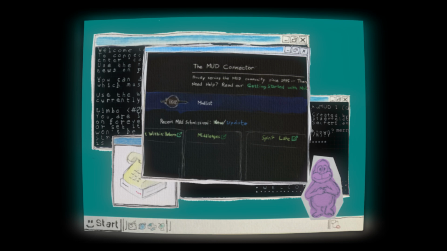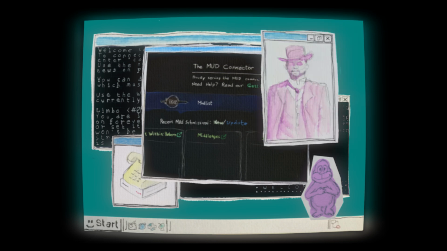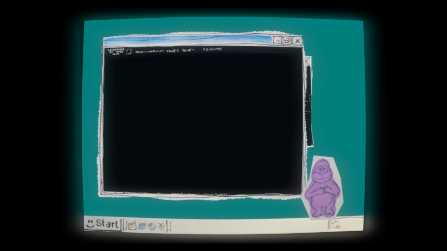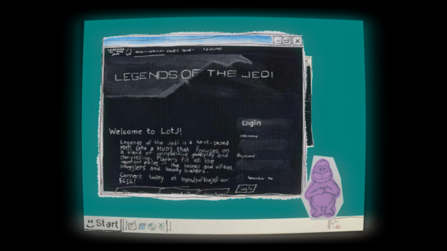Since this was basically the Wild West days of the internet, unlicensed MUDs based on commercial properties were everywhere. For example, back in the 2000s, I was really into Star Wars. I was first turned on to MUDs by a few of my friends who were playing on one called Star Wars: Legends of the Jedi, which somehow still exists.